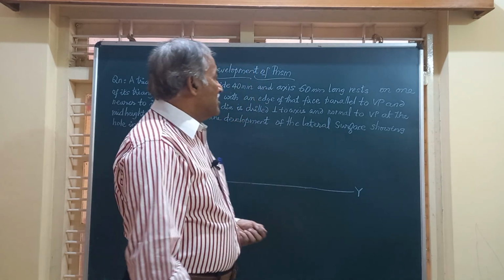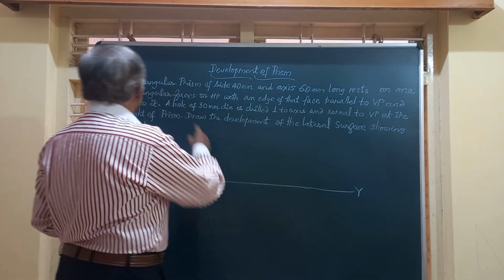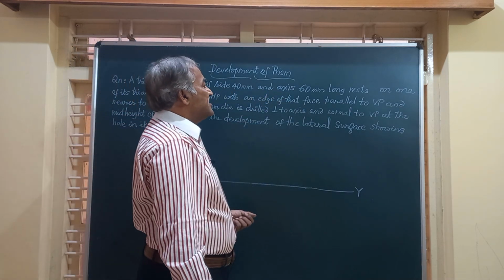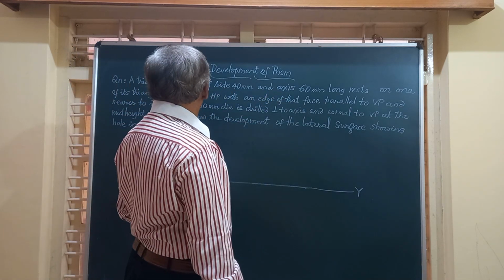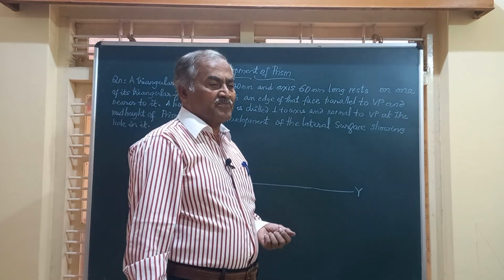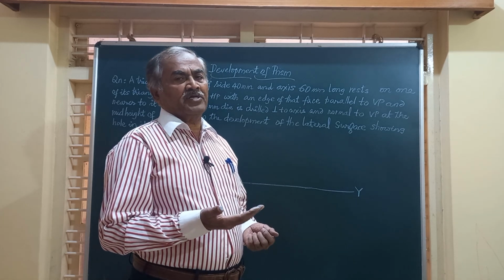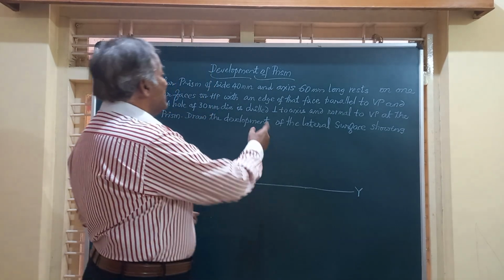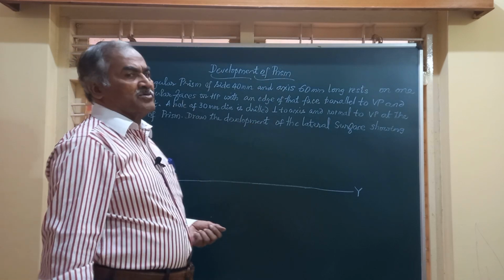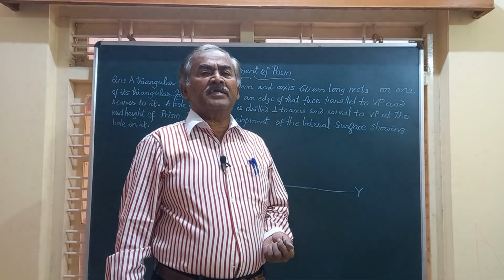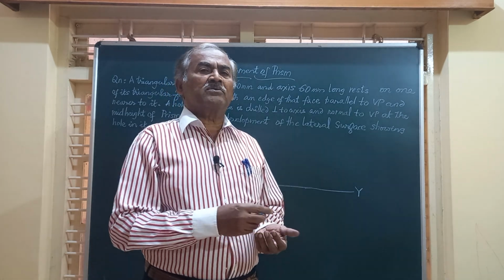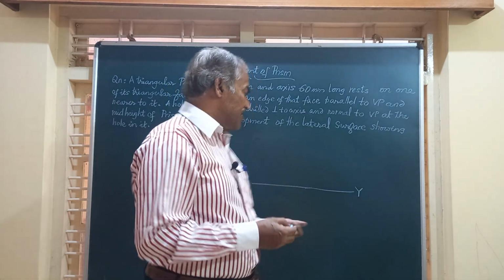Now the question reads like this: a triangular prism of side 40 mm and height 60 mm rests on one of its triangular faces on HP. So we have a triangular prism resting on HP, with a shorter edge of the base parallel to VP and nearer to it. Let us write down the position of the triangular prism resting on HP.